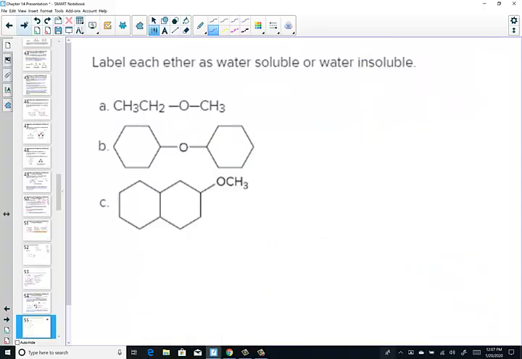So label these as either water soluble or water insoluble. Well, the magic number was 5 carbons or less. This is a methyl. Over here is an ethyl. That's less than 5 carbons, so that's small enough to be water soluble.